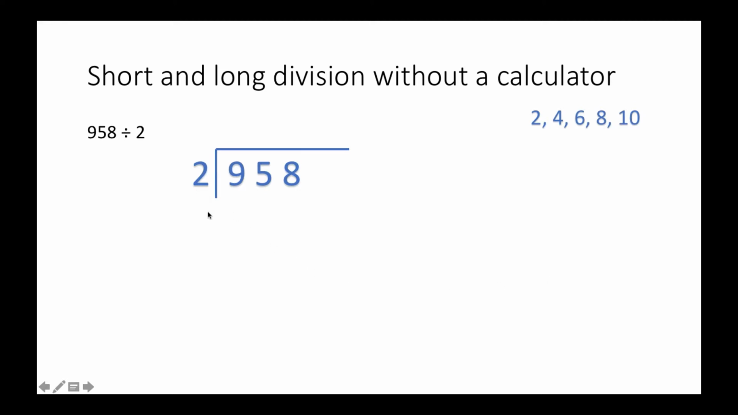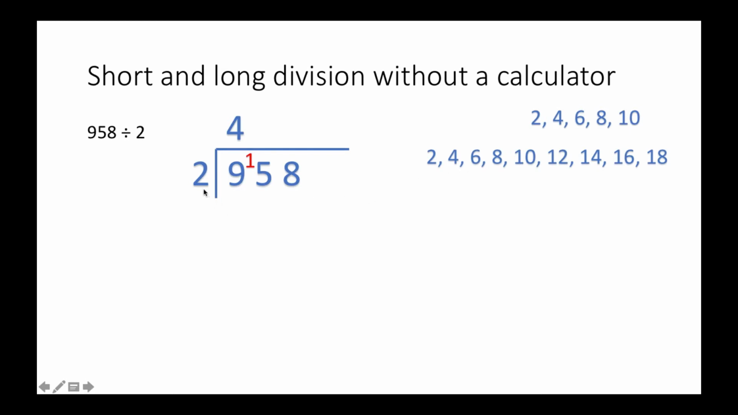So how many 2s go into 9? If I look at my list, the closest I can get to 9 is 8. So that's 1, 2, 3, 4. So I can fit 4 2s into 9. From 8 to 9, there's 1 left over. So from 8 up to 9, it's 1. So my 1 remainder goes there. I'm just going to write out a few more of my 2 times table here.